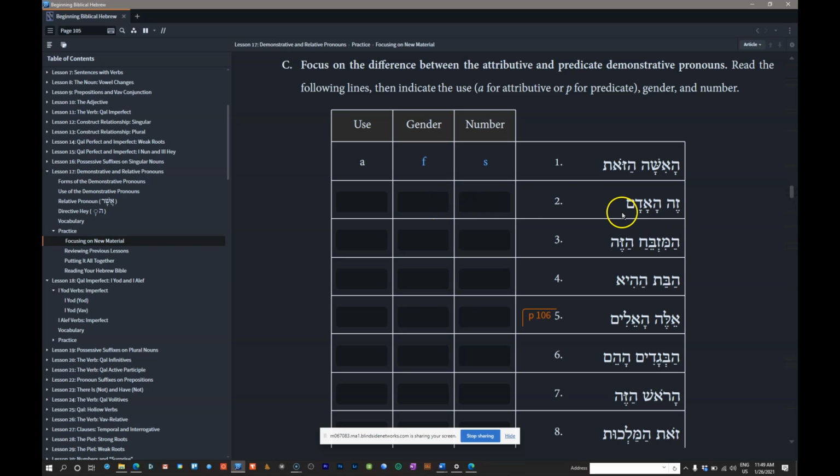Now, when it comes to gender and number, you should have this memorized as part of your familiarity with the demonstrative pronouns. Zeh is always masculine singular. Hazeh is masculine singular, but it comes after its noun and has the article, so it's attributive. Hahi is always feminine singular, and this is a far demonstrative, but it has the article and it comes after, so it's attributive.